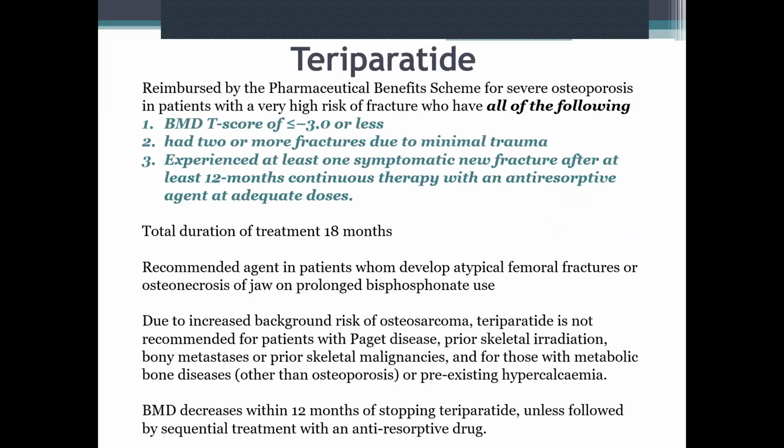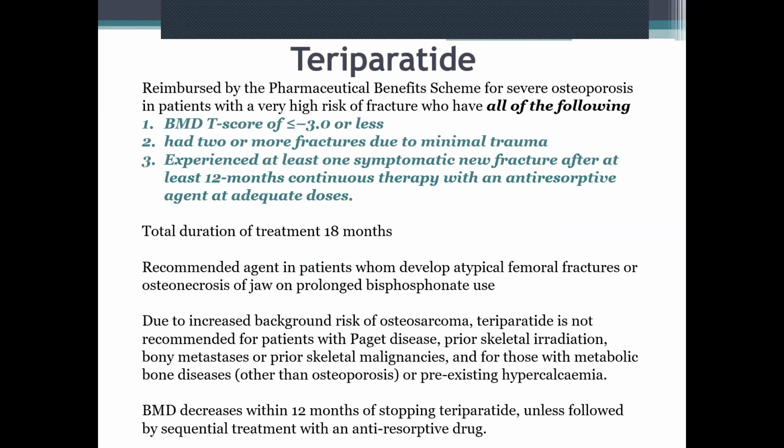So this is where it gets tricky. For patients to be eligible for PBS reimbursement, and bear in mind that both romosozumab and teriparatide cost about $400 out of pocket a month, so that's very expensive, they actually have to satisfy all the criteria for PBS reimbursement.